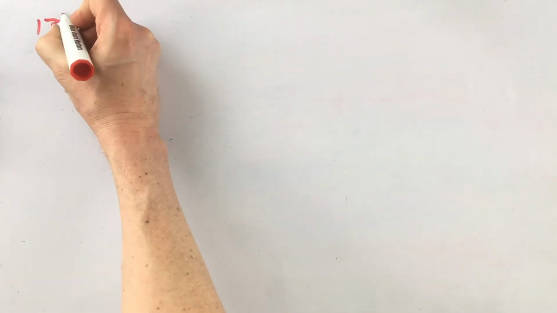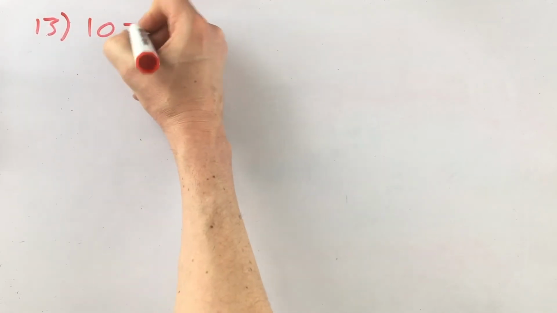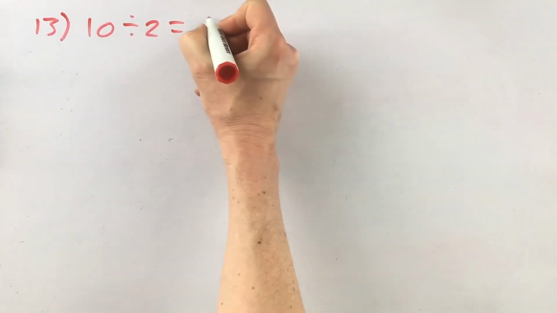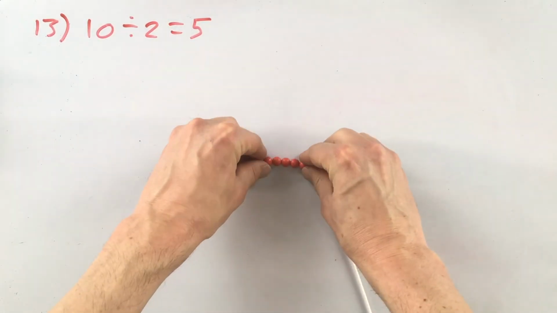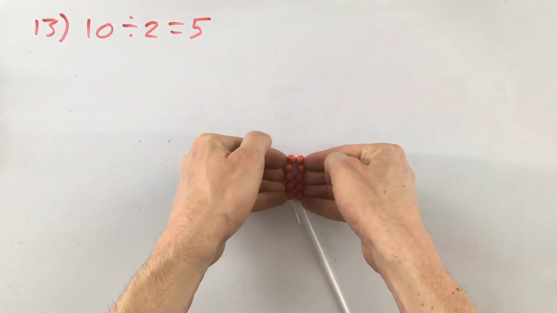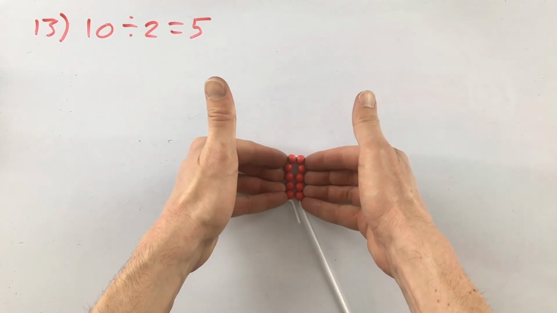The final section, the red questions. Half of 10 is the same as doing 10 divided by 2. I'm sure you know it's 5. But in case you didn't, you can see it very easily with the bead string. Half of 10 is 5. It's 5 on each side.